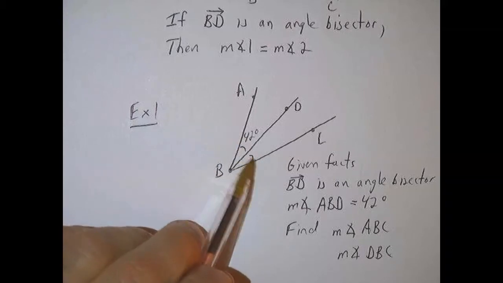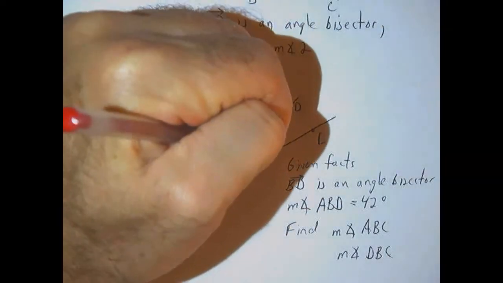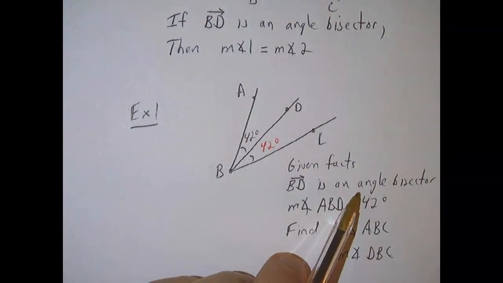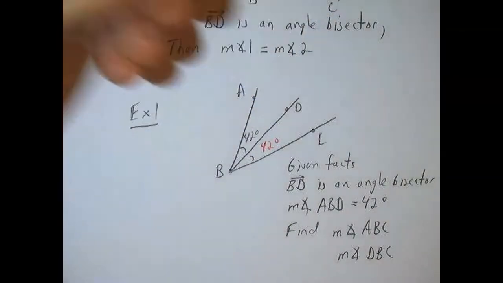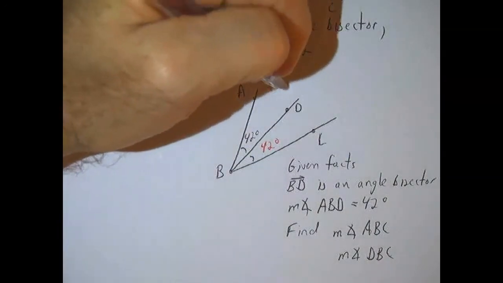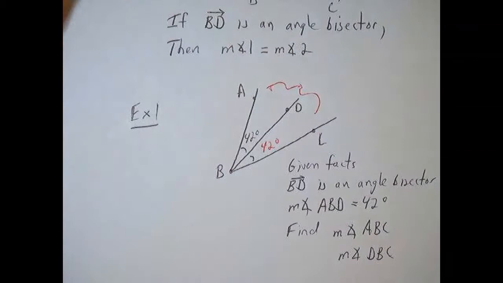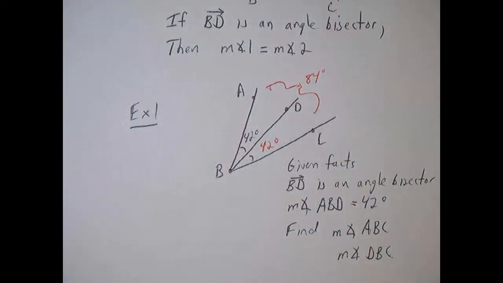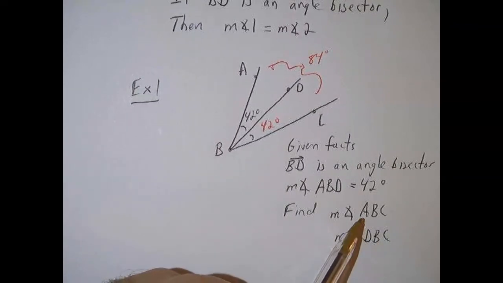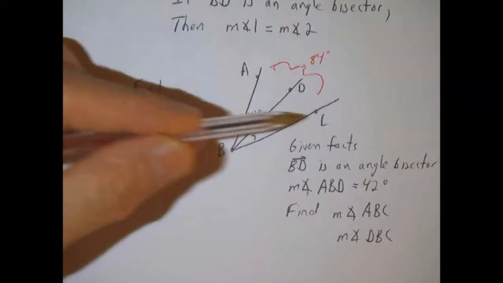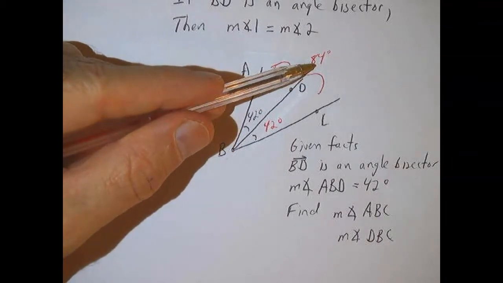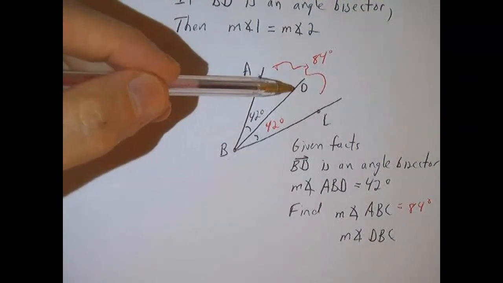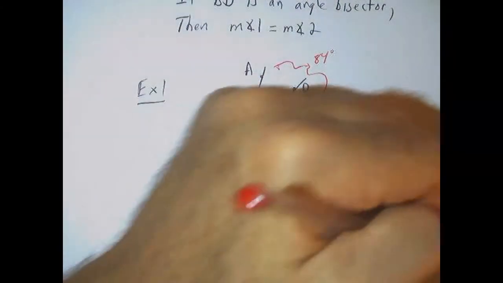Well, we can say if these are equal, and this is 42, then this is 42. That's the meaning of the fact that it's a bisector. And we can also say by the angle addition postulate that these two must add up to 42 plus 42, or 84. Now let's see if we can answer the questions. Did we find the measure of angle ABC? Well, ABC is the whole thing, and yeah, we found that it's 84. Did we find DBC? Yeah, DBC, that's 42.